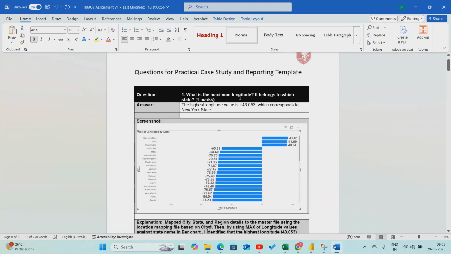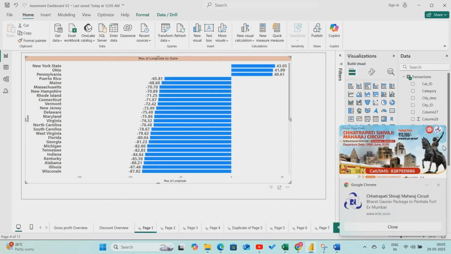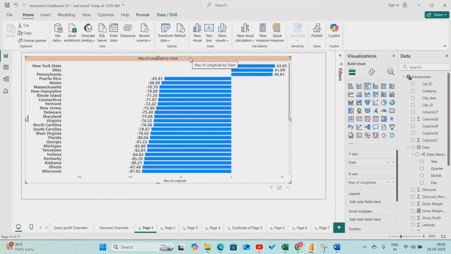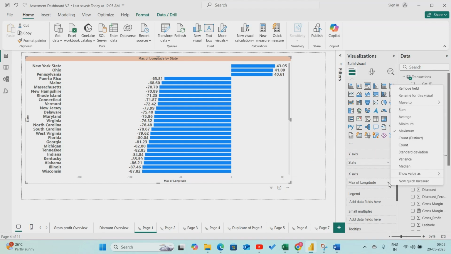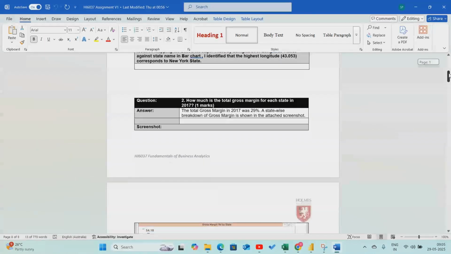The first question is, what is the maximum longitude and which state does it belong to? Now we have used Power BI to answer all these questions. So here as you can see, we have got this number using the bar chart, and for that what we have done, on the y-axis we took state, and on the x-axis we took maximum of longitude, right? So from this what we got, that New York State was having maximum longitude of 43.05, the simple one, and the screenshot is provided with the detailed explanation.